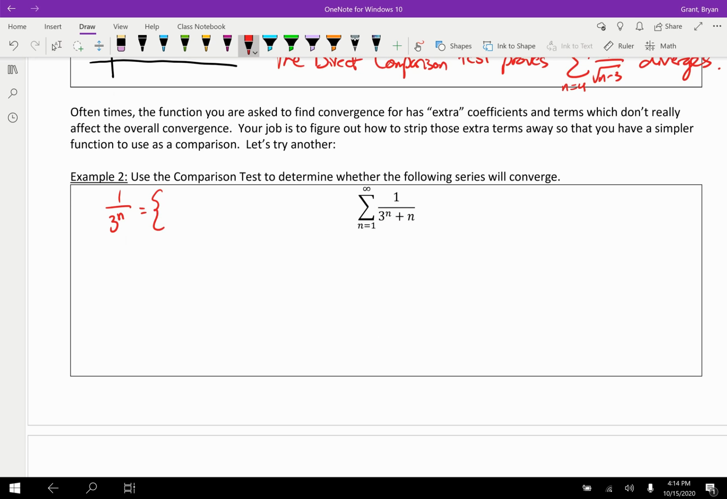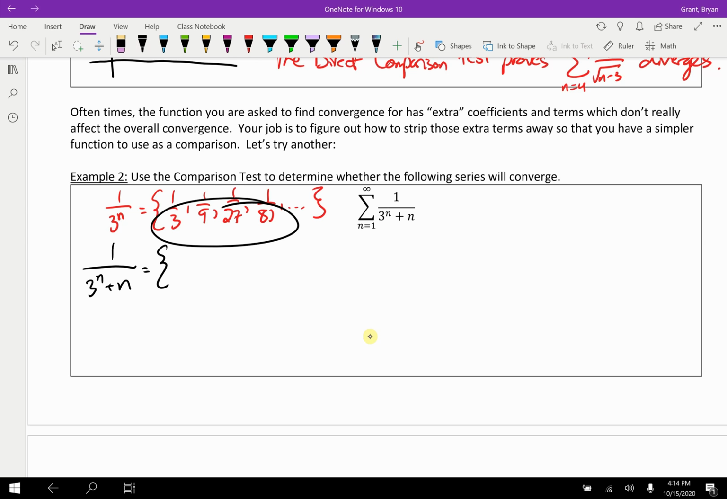1 over 3 to the n, we're starting at 1 here, will give me 1/3, 1/9, 1/27th, we'll do one more, 1/81st. The original sequence will give me 1 over 3 to the n plus n, which is, and this one's going to take me a little bit longer, I think, but really we could just take all of these denominators and add 1, 2, 3, and 4 to them, right? So if we add 1, we get 1/4. If we add 2, we get 1/11th. 3 is 1/30th, and 4 is 1/85th.